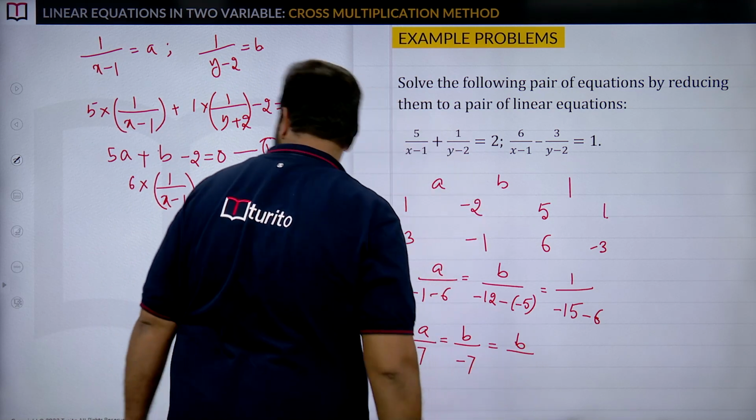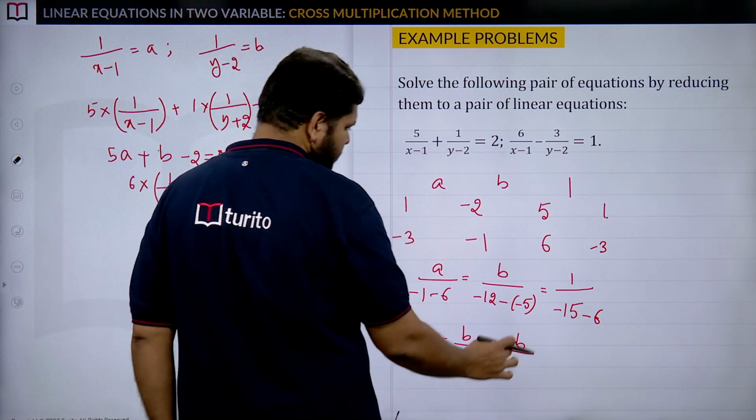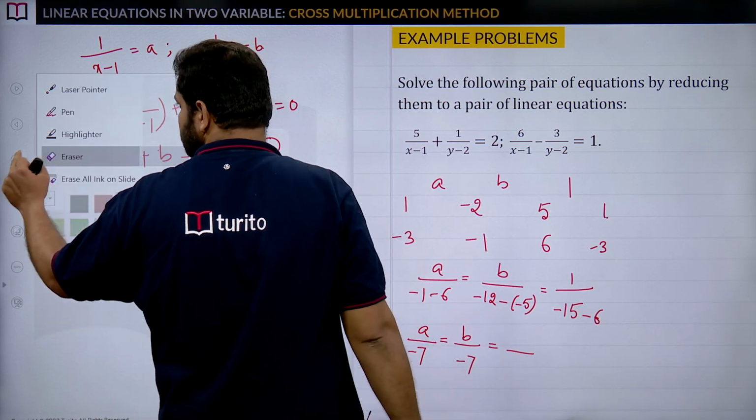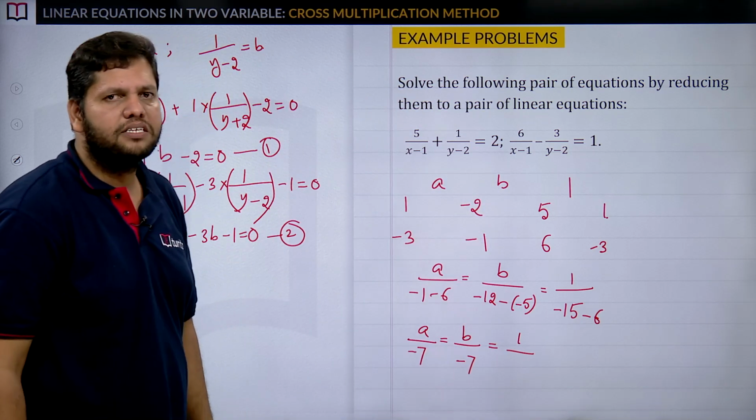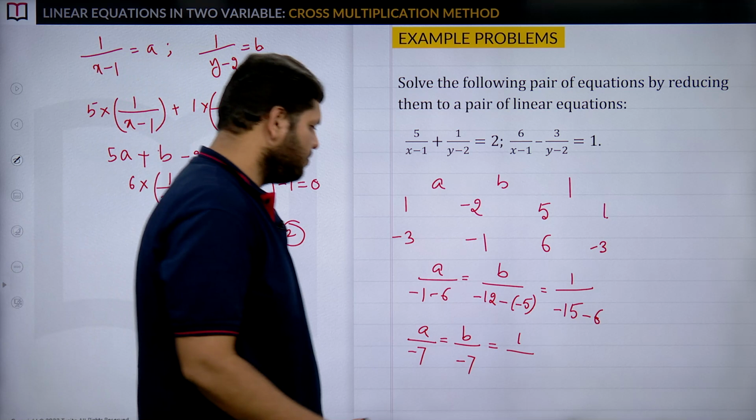B, sorry, this is a constant, children. It's not B, it is a constant. Okay, 1 by minus 5 minus 6. What is the value, children? It is minus 21.